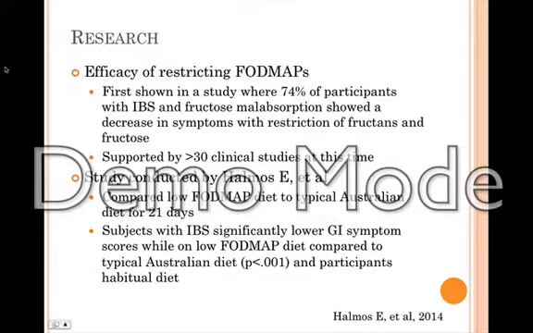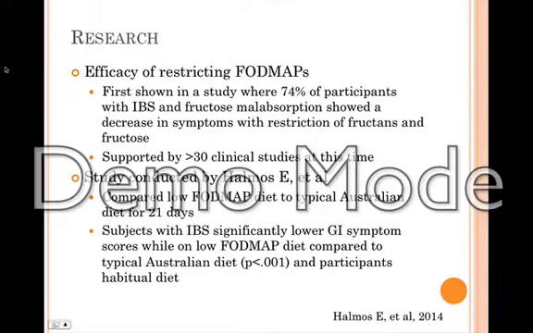The efficacy in the research of FODMAPs was first shown in a study where 74% of the participants with IBS and fructose malabsorption showed a decrease in symptoms when fructans and fructose were reduced in the diet. At this time, a low FODMAP diet is now supported by over 30 clinical studies.